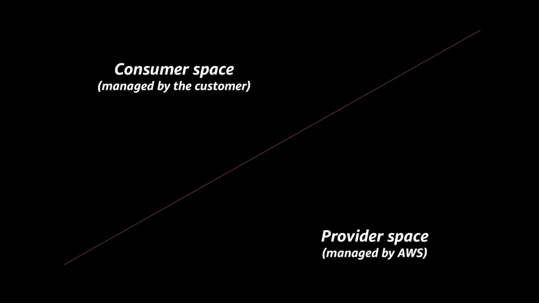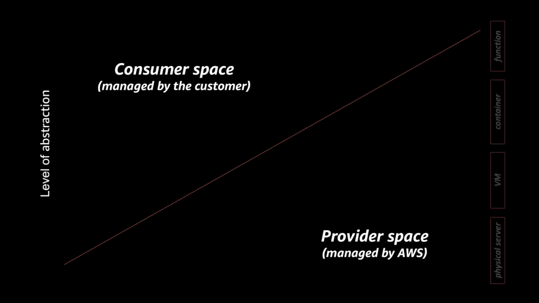I also want to clarify a little bit how the serverless space is different with respect to traditional EC2-based architectures or container-based architectures. So if you divide the space into the consumer space, things that you have to take care of, and the provider space, which are things that the cloud provider, AWS, manages, we can also have different levels of abstraction. You can have the physical server, the virtual machines, the containers, and now the function. So let's try to put there all the different compute services on AWS to give you an idea.